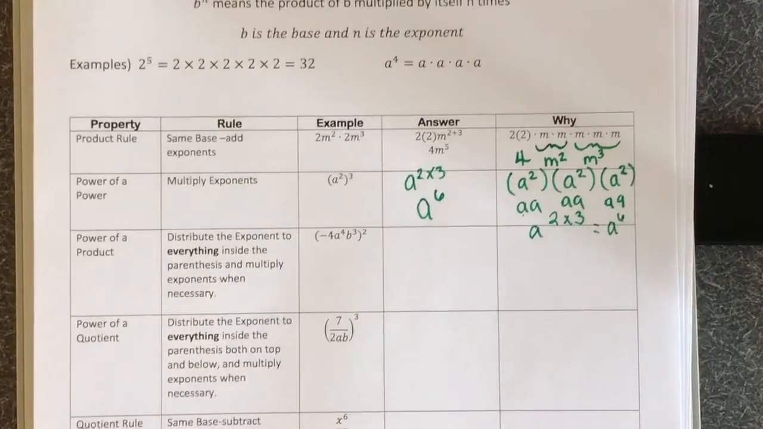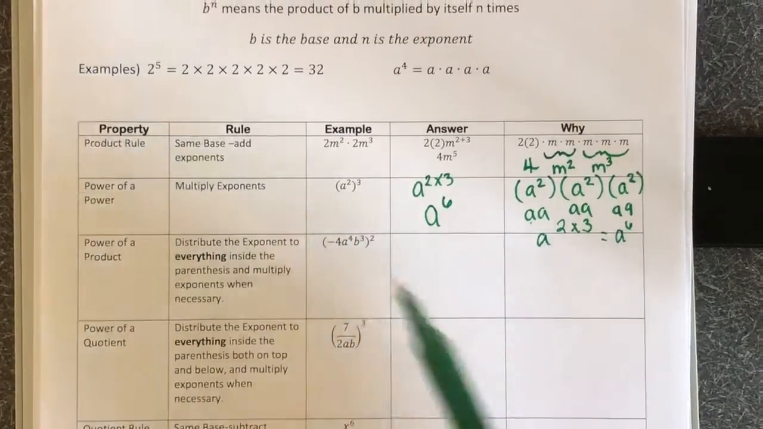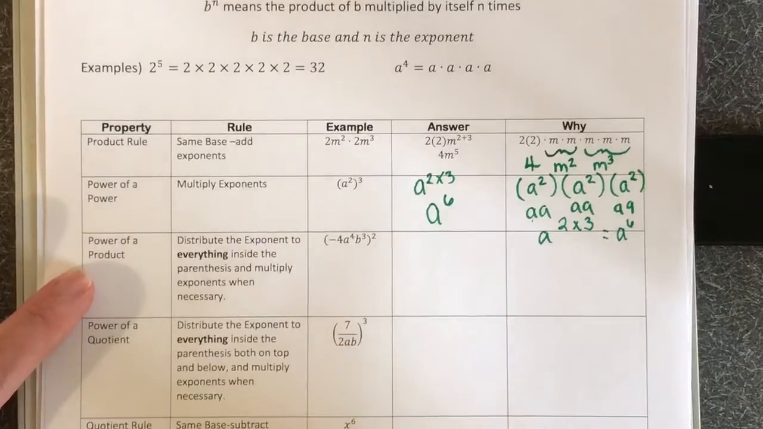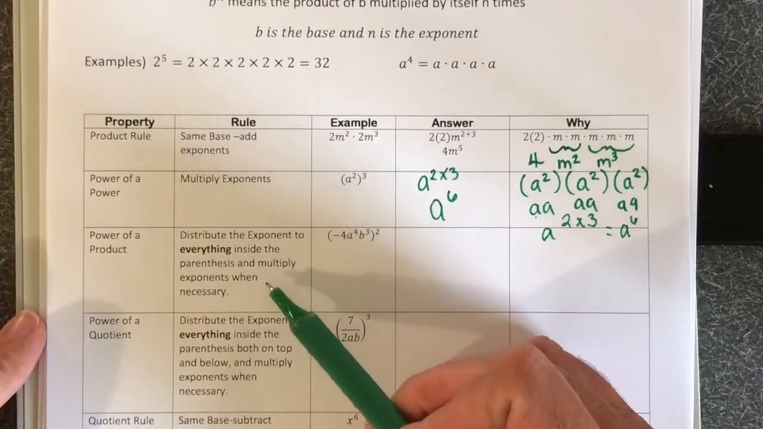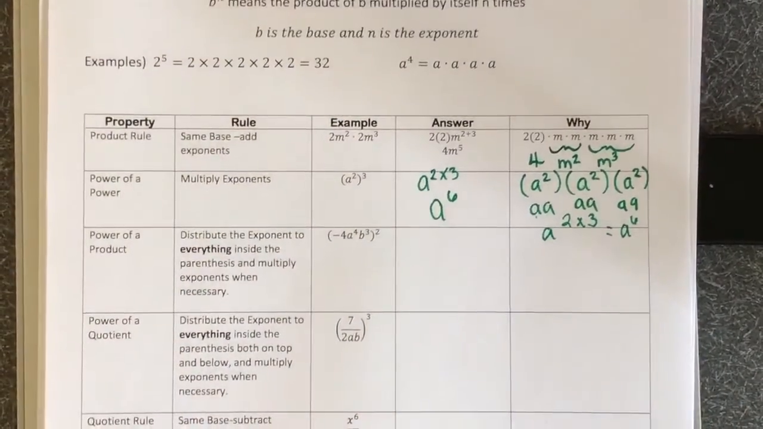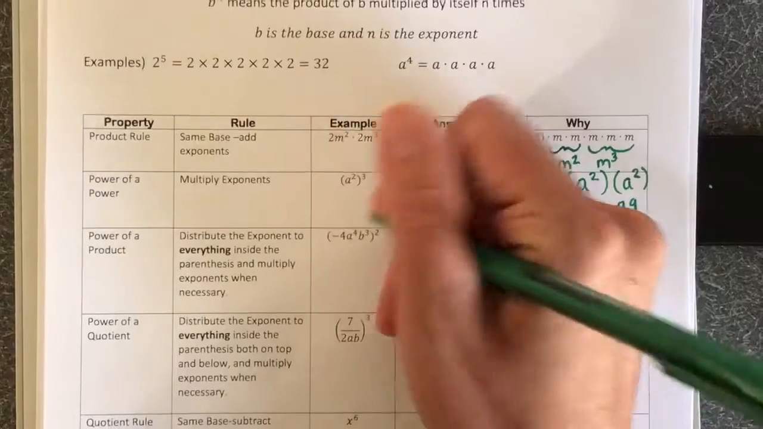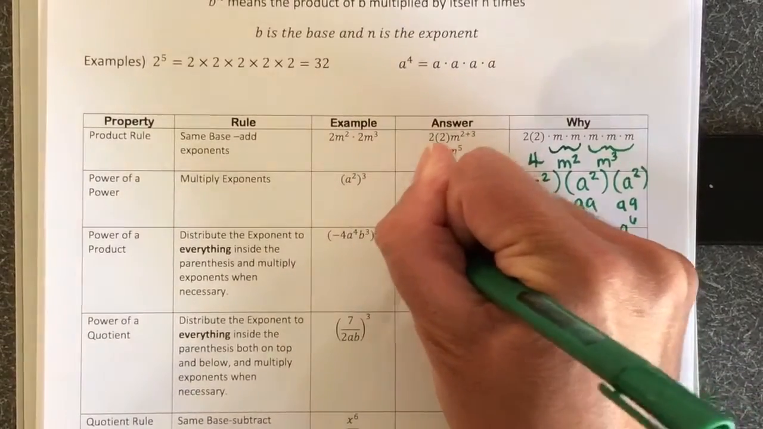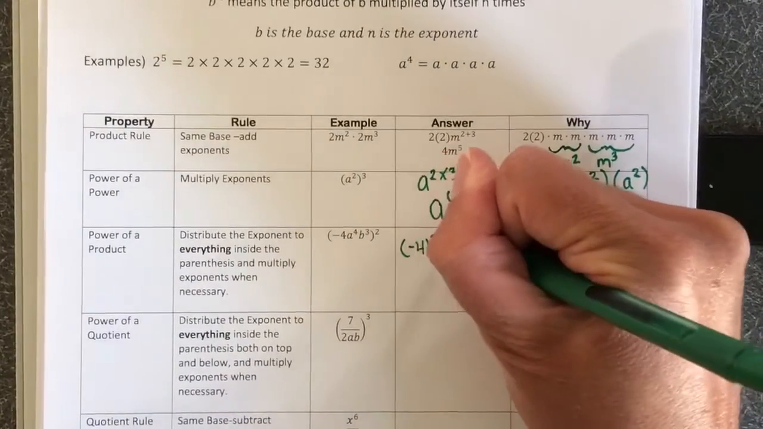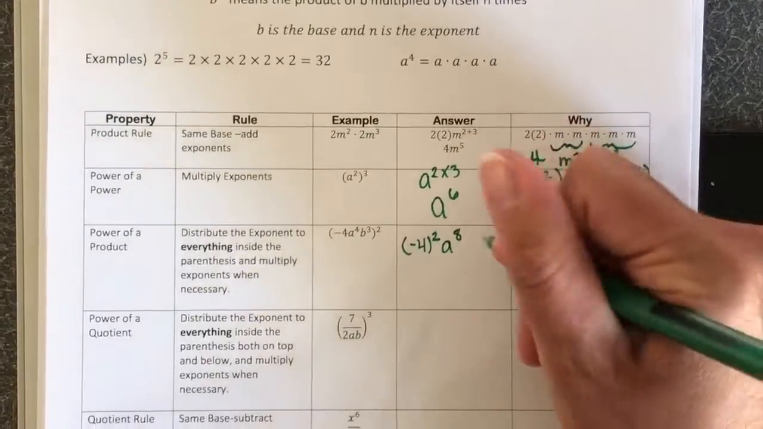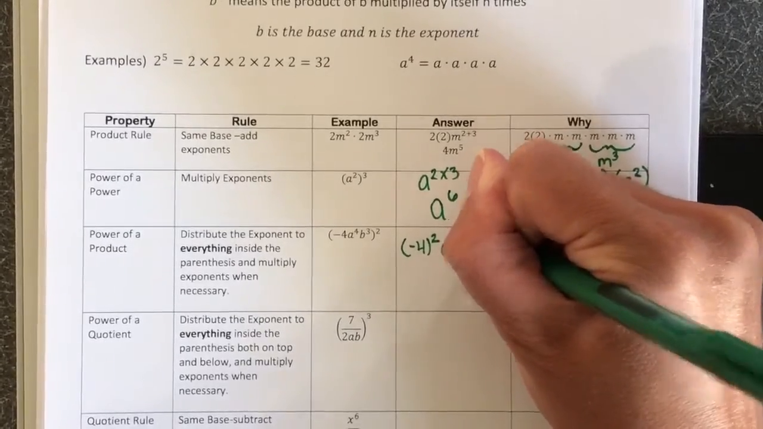Now, what we also learned using that foldable was sometimes we have more than one thing in parentheses. So this one's a lot like the power to the power, only the rule says to distribute the exponent to everything inside the parentheses and multiply exponents when necessary. So I have to distribute the 2 to the negative as well as to the 4. I have to distribute the 2 to the a to the 4th. So it becomes 4 times 2, which is 8. And then I have to distribute the power of 2 to the b to the 3rd. So 3 times 2 is 6.